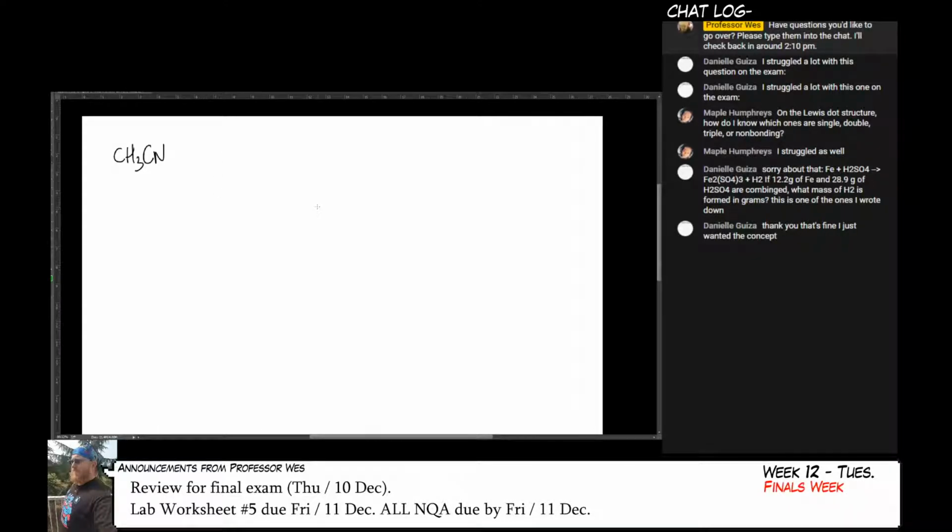And so what you want to do is draw the Lewis structure. And the way that you do that is by counting electrons. So carbon gives you 4. Each hydrogen gives you 1, and there are 3 of them. This carbon is 4, and this nitrogen is 5. And so the total here would be 4, 8, 13, 16.